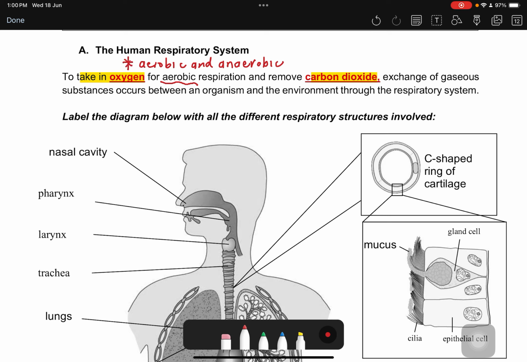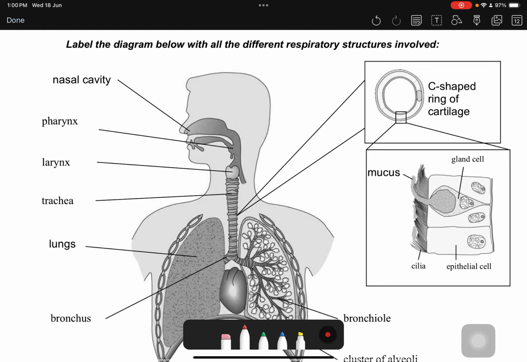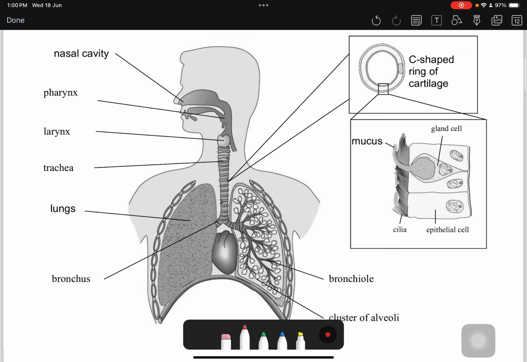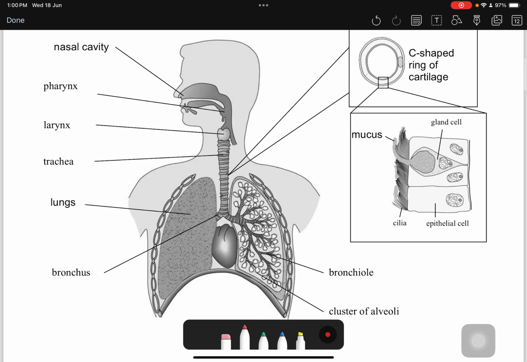So let's begin starting with the nasal cavity. You can pause the video for a little bit to take down the different labels of the structures involved in the respiratory system. Alright, so let me briefly go through each part before I dive in deeper into the structure and function of the respective respiratory structures.